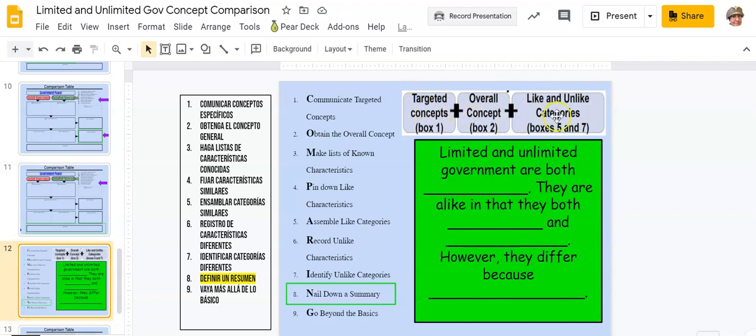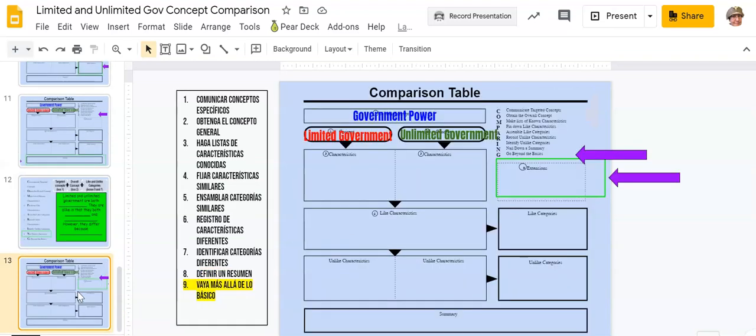So they look at certain boxes in order to come up with this statement, and it's really looking at the categories, and that's why it's so important to spend that time helping them take characteristics and collapse them into categories. So they take the targeted concepts, limited and unlimited government. They are both whatever we put for our box 2, and then for the like and unlike categories, they are alike in that they are both blank and blank, however they differ because blank. That way they can write a really strong summary using some academic language.